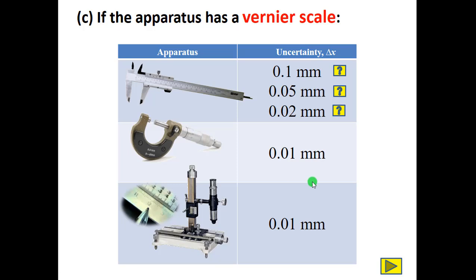If our apparatus has a vernier scale, then the uncertainty will refer to the smallest scale on the vernier scale. For example, for a vernier caliper, we might have uncertainties of 0.1 mm, 0.05 mm, or 0.02 mm, depending on what type of vernier caliper is provided in the laboratory. For a micrometer screw gauge, the uncertainty will be 0.01 mm, and for a traveling microscope, the uncertainty will be 0.01 mm.